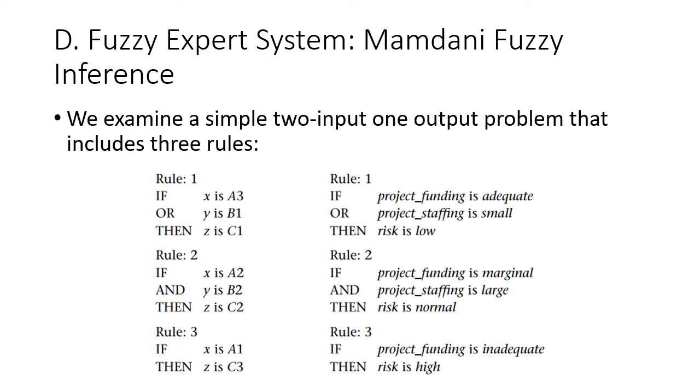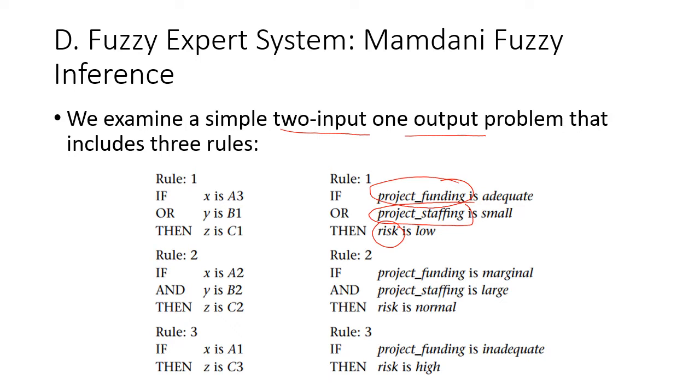In this system, we have 3 rules where we will examine a simple 2 input and 1 output. The 2 inputs are related to project funding and project staffing, while the output would be risk.